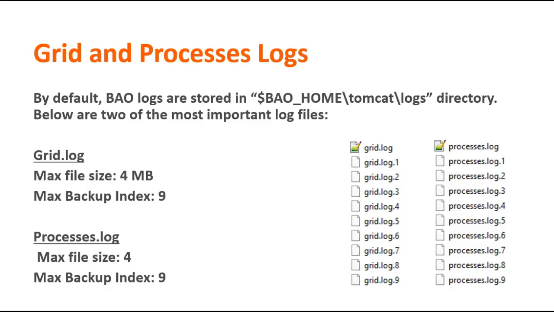Grid logs are the most important log files in Atrium Orchestrator when troubleshooting BAO issues. This file stores the information about all the grid and peer related operations, and each peer has its own copy of this file. On the other hand, the processes log captures the execution details of the running processes on the peer. It captures when a process is triggered, the mode of execution, and if the process succeeded or failed, along with any relevant error or compensation messages. Both of these log files are stored in the Tomcat logs directory on each peer.